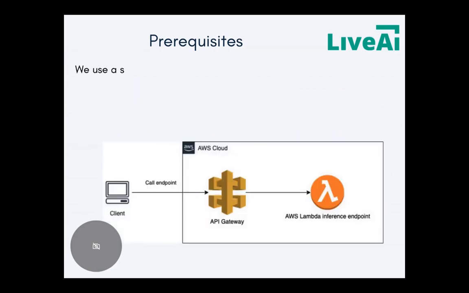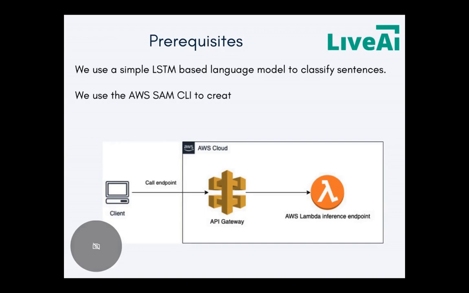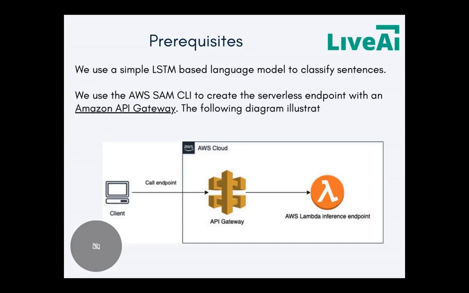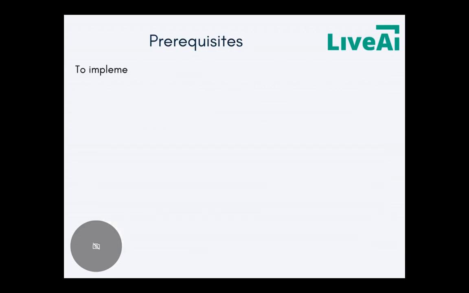Okay, so let's go over this. We'll use a simple LSTM-based language model to classify sentences, as we mentioned earlier. We use the AWS SAM CLI to create serverless endpoints with Amazon API Gateway. The following diagram illustrates the architecture. A client calls an API Gateway, and then API Gateway in turn calls the AWS Lambda inference endpoint. This is a very simple architecture that we are going to work with. Okay, so let's go ahead and start building this application.